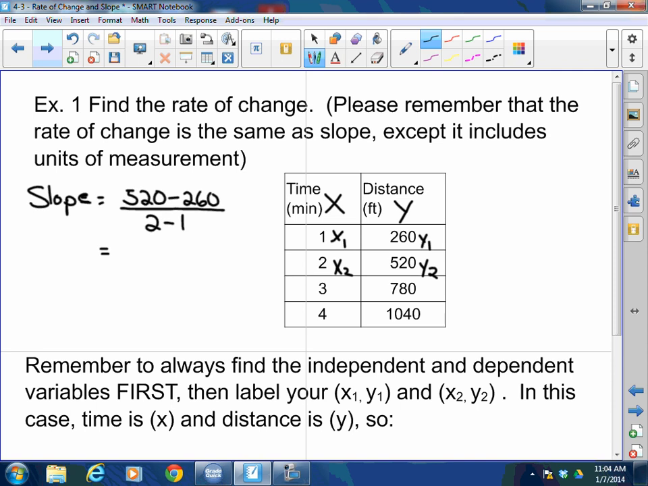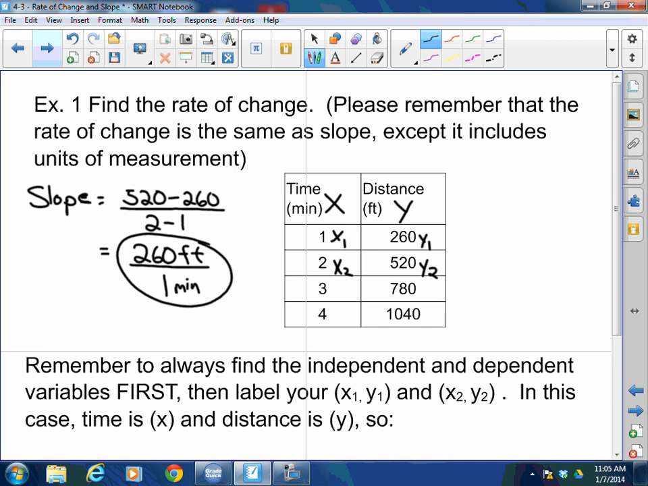So 520 minus 260 is 520. No, it's not. It's 260 feet over 1 minute. Yes, sir, you had a question. Thank you, sir. And that is my rate of change. It is the same thing as slope, except it has units.